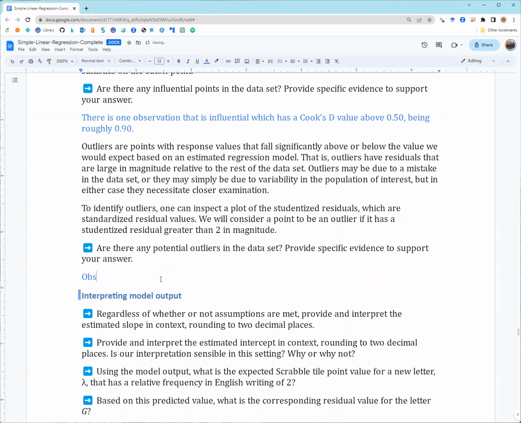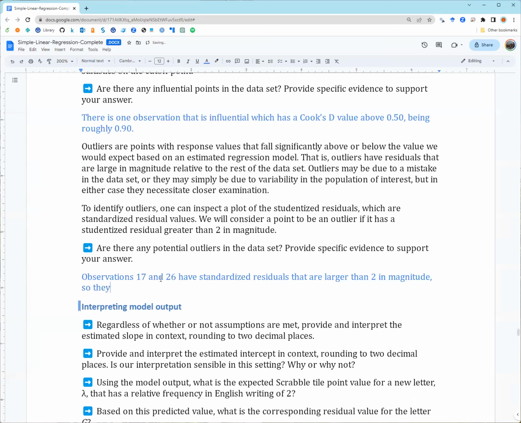So observations 17 and 26 have standardized, so I'm kind of using standardized and studentized residuals interchangeably, that term. That's what we can do here. Okay, so we're saying those are both outliers.